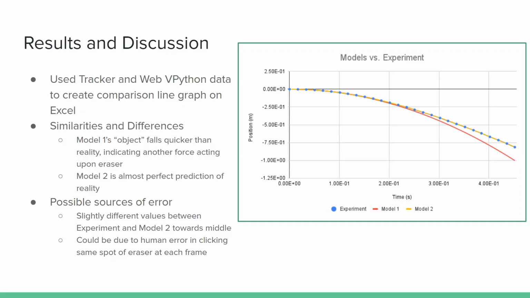Model 2 is an almost perfect prediction, however, of reality, as the yellow and blue trajectories are almost identical. There were still, however, slightly different values between the experiment and Model 2 data towards the middle of the time period, which could be due to human error and me attempting to click the same spot of the eraser at each frame.